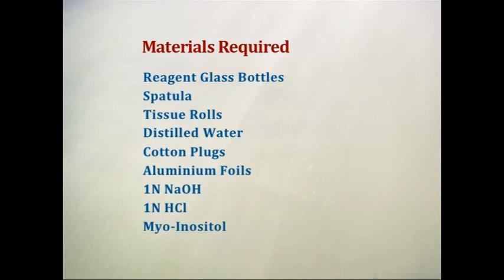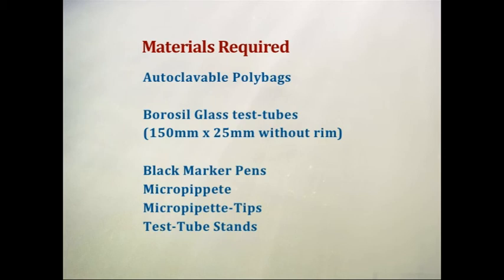reagent glass bottles, spatula, tissue rolls, distilled water, cotton plugs, aluminum foils, 1 normal sodium hydroxide solution, 1 normal hydrochloric acid solution, myo-inositol, autoclavable polybags, Borosil glass test tubes of the size 150 into 25 mm, preferably without rim, black marker pens, micropipettes, micropipette tips, test tube stands, etc.